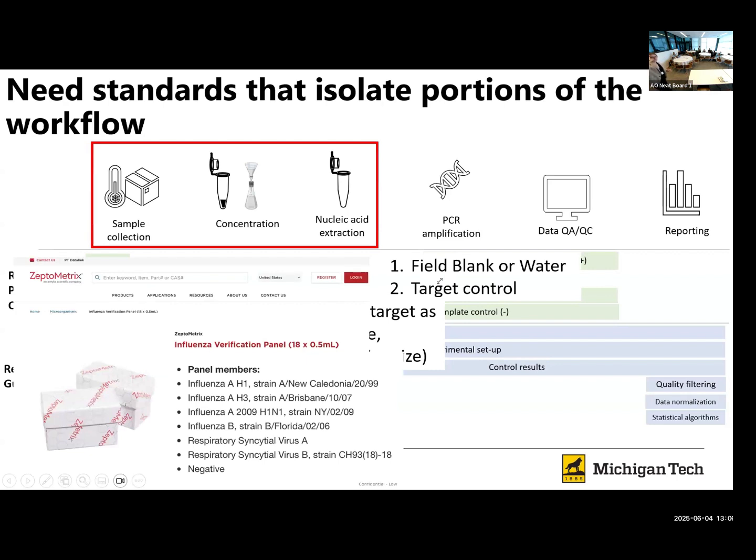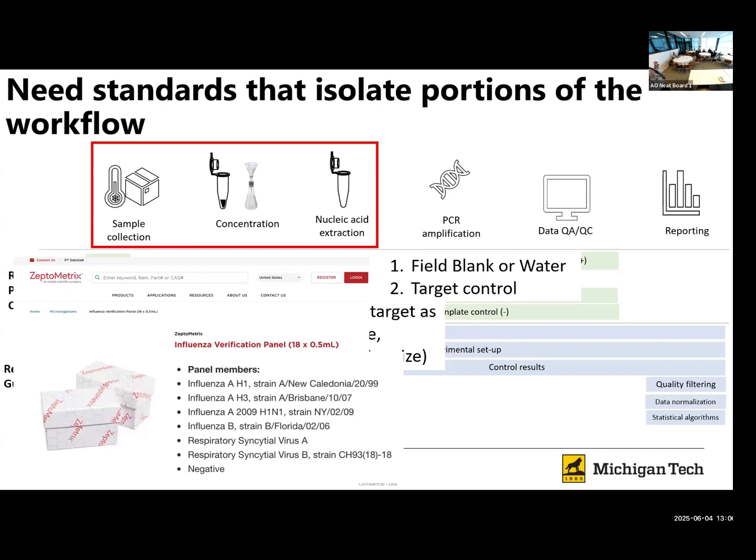Okay, so if we want to think about what those controls might be, you could have a near target control. This is just an example from Zeptometrics. They have an influenza verification panel that targets 5 different types of viruses: influenza A, B, and RSV, RSVA and RSVB. That might be a good thing when you're trying to do method development.